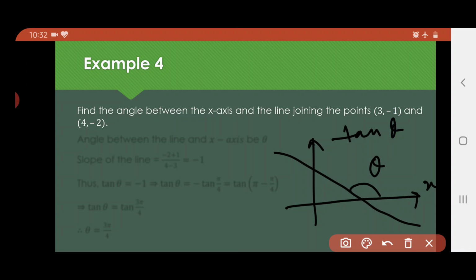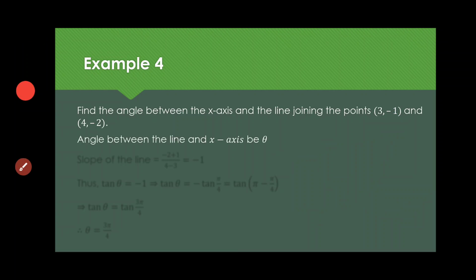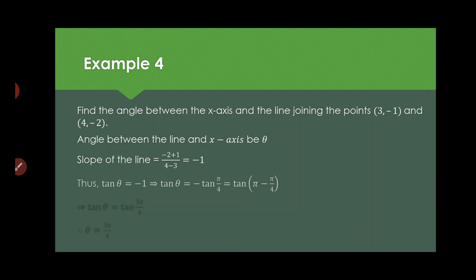So to begin with, let me consider that angle be theta. Fine. Then let us find the slope. So slope of the line, minus 2 minus of minus 1, that is minus 2 plus 1, and 4 minus 3, that is minus 1. Then equating it with tan theta. So tan theta is equal to minus 1. So tan theta is minus tan pi by 4.